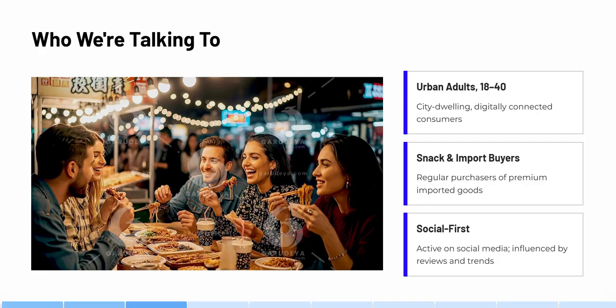The people we are talking to would be urban adults from the age of 18 to 40, city people, obviously, who are digitally well connected and consume on that basis. They are also import buyers and, of course, snackers who snack easily, make regular purchases of premium imported goods, and they are very active on social media, and very influenced by reviews and current trends.